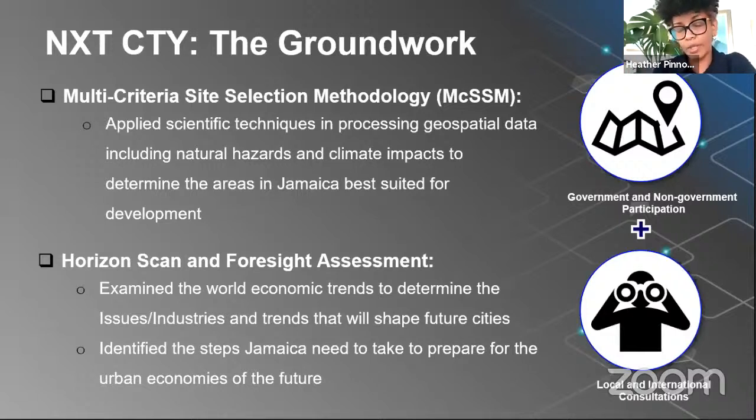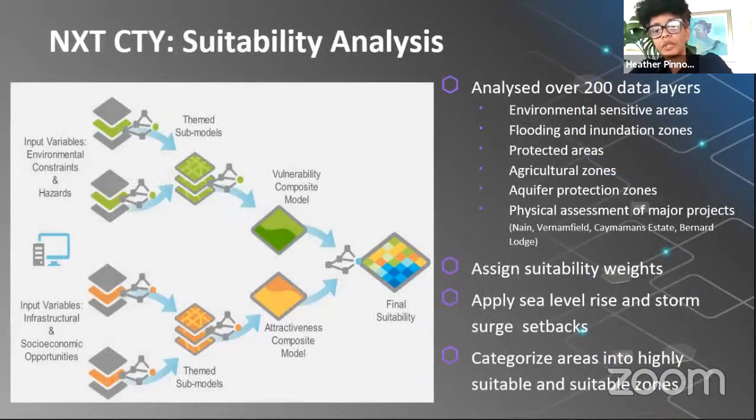So a pandemic was not in anyone's thought in 2017 and 2018 when we started this work, but of course it is top of mind now as we move forward in the year 2021. A pandemic is something no one thought of, but it is something that we recognize as an important part of planning and developing our urban futures. And so the second part of the horizon scan and foresight assessment was looking at the steps Jamaica needs to take to prepare for urban economies and planning of the future. And that is exactly the kind of thing that having a pandemic has made us realize we must include further as we go on. So let me go a little more into the first part, the suitability analysis.